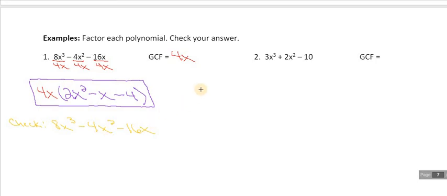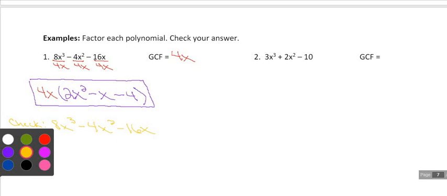Number 2, we've got 3x cubed plus 2x squared minus 10. Our polynomial is in standard form, highest power down to lowest power. Do they have anything in common? Well, if I look at my smallest number, it is 2. 2 does not divide evenly into 3 or into 10. And 2 is prime. So 3, 2, and 10 have nothing in common other than that 1.